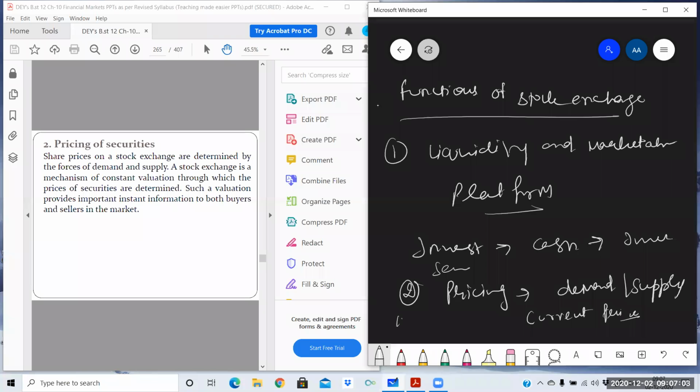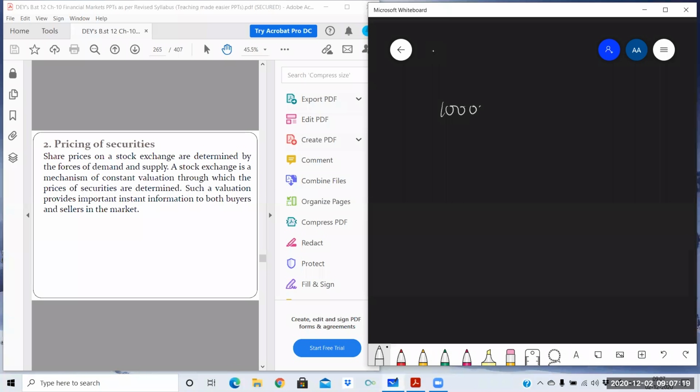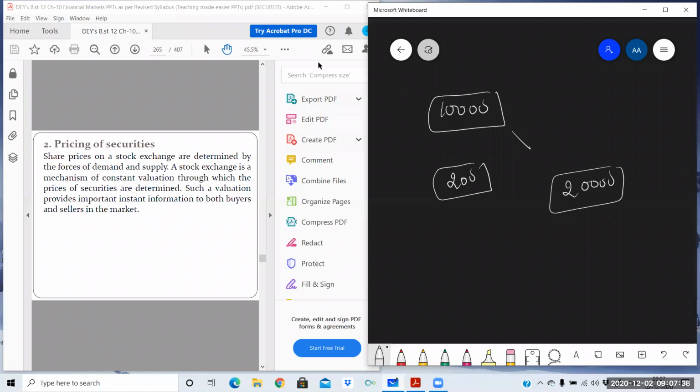Suppose an investor has purchased 100 shares of 100 rupees each from a company through an IPO, an issue through prospectus. So it means his investment in that particular company was rupees 10,000. And now he wants to know the current worth or his wealth in the company. Now suppose that particular share is at rupees 200 as shown by the stock market price index. So it means his worth in the company is 20,000. It means it has just doubled.